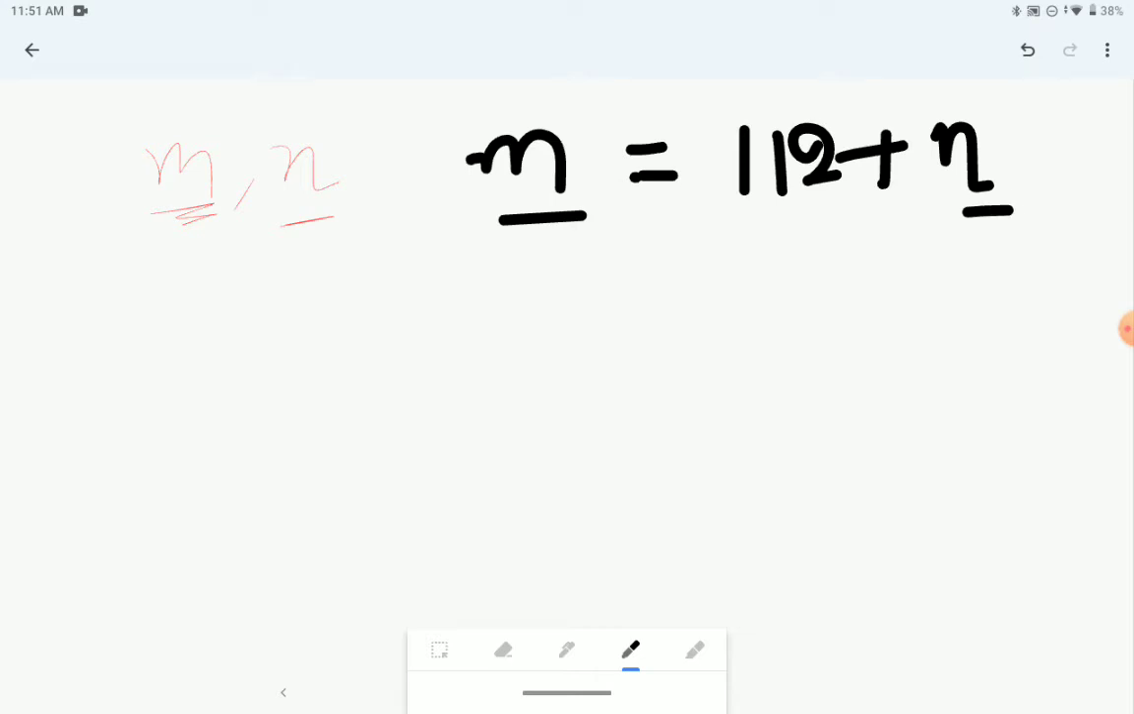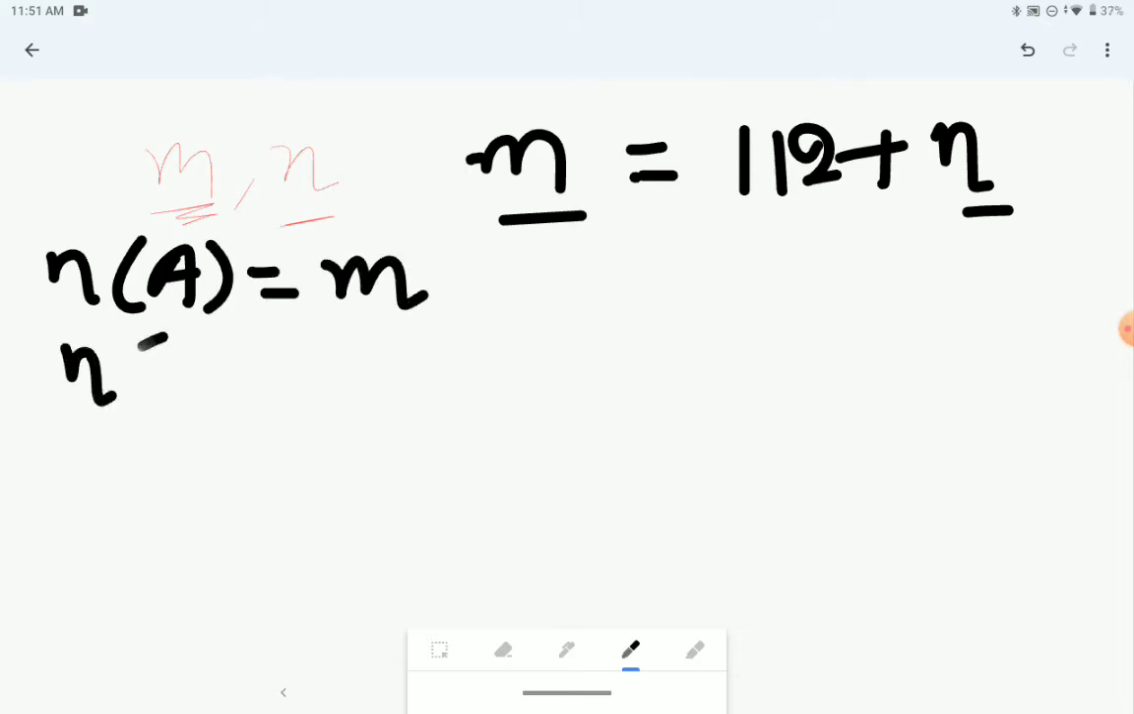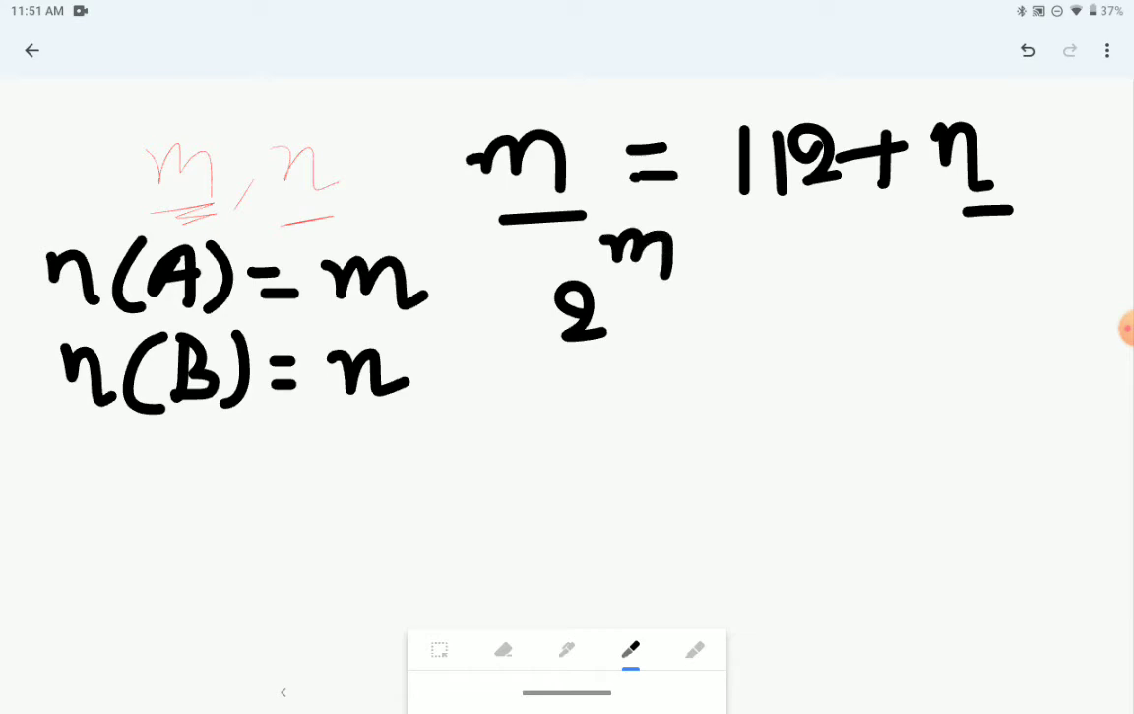Suppose we take the first set as A and the second set as B. The number of elements of the first set is m and of the second set is n. For the number of subsets we have a formula, 2 power n. So the number of subsets of the first one is 2 power m and the second one is 2 power n. Now the difference is 112.